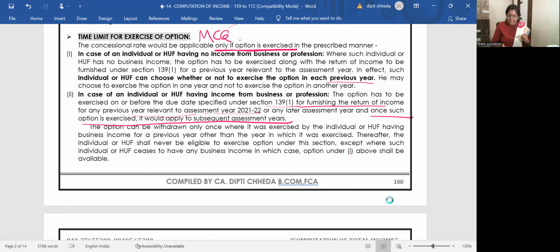Chalo. Individual and HUF, are you not having business income? Every year you do choice. Acha, you are having business income? Come in. Once such option is exercised, it will be applied. If the option can be withdrawn only once, whether it was exercised by individual and HUF for a previous year, other than the year in which it was exercised, thereafter individual HUF shall never be eligible to exercise the option, except where such individual ceases to have business income. Okay, business income, no? Continue doing this. Acha, you want to come out, but you will never be allowed to go in.